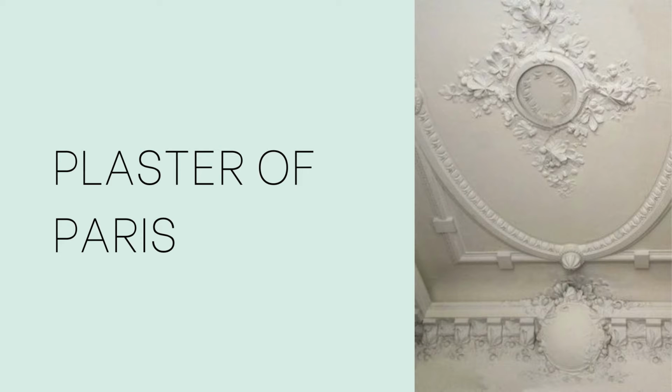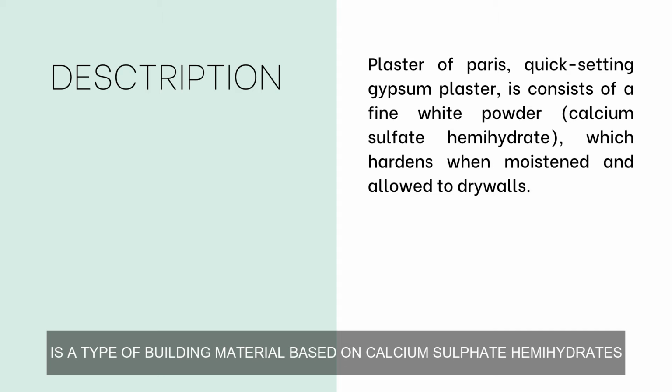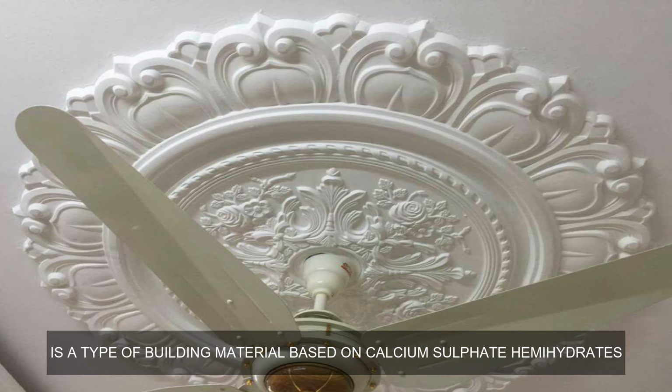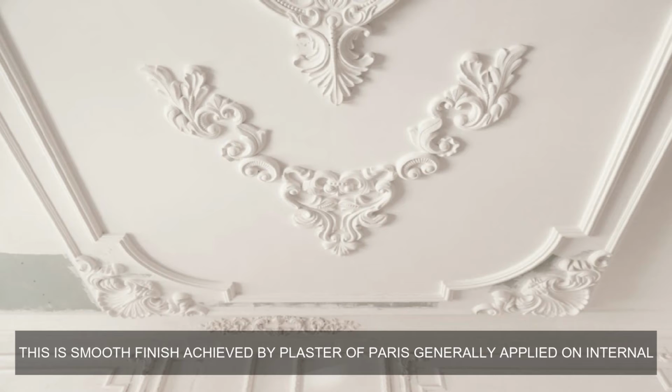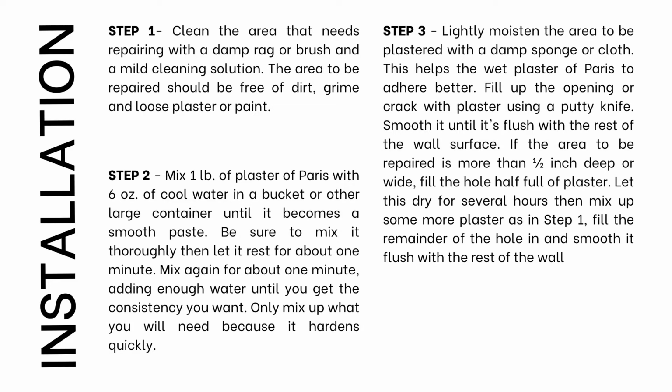Then, we have the plaster of Paris finish. Plaster of Paris, or simply plaster, is a type of building material based on calcium sulfate hemihydrate. This is a smooth finish achieved by plaster of Paris, generally applied on internal surfaces. Such material is installed through the following steps.